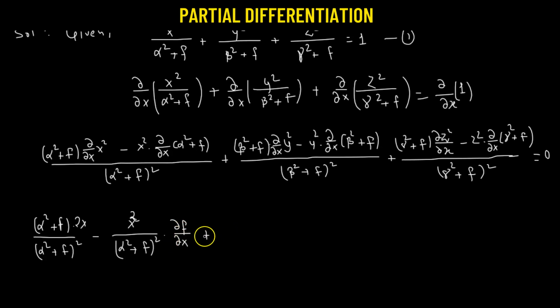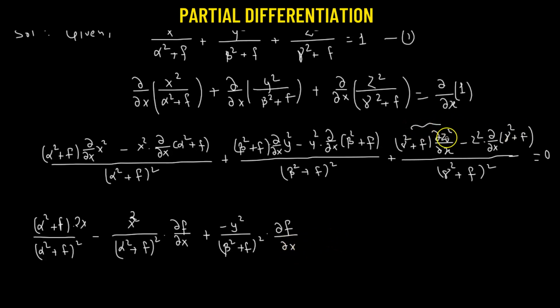Plus, now the partial of y squared with respect to x will be 0 because y will be treated as a constant whenever we're taking the partial derivative with respect to x. So that means this first term in the numerator is 0. So we are left with negative y squared divided by beta squared plus f squared multiplied by the partial derivative of beta squared plus f. The partial derivative of beta squared with respect to x will be 0 because beta is a constant, so we are left with partial of f with respect to x.